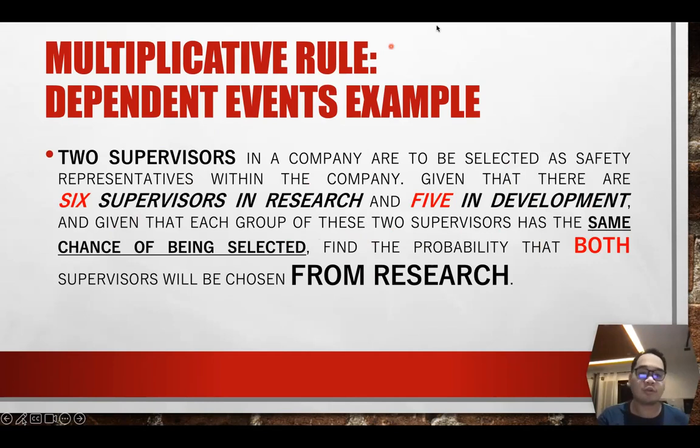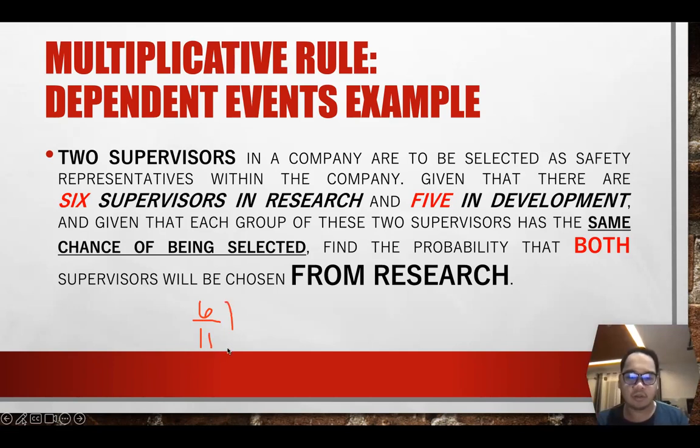So what we're going to do here is look at the research number of supervisors. There's a need for two supervisors only to be representatives. So we have six supervisors from research. So the probability of getting it in the first draw, or in the first picking, shall we say, we have six supervisors divided by overall 11. So that's the first term.